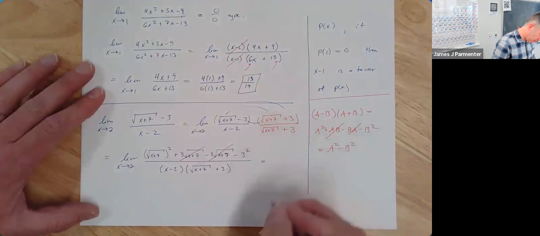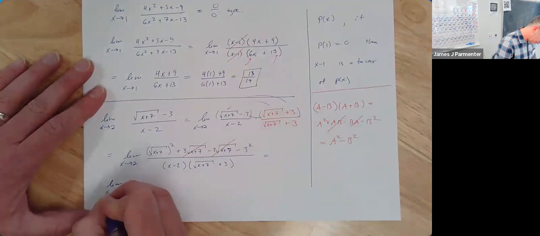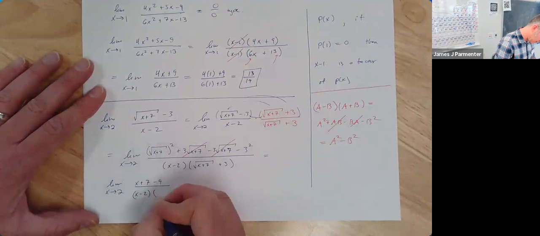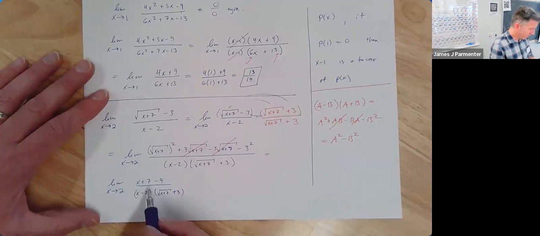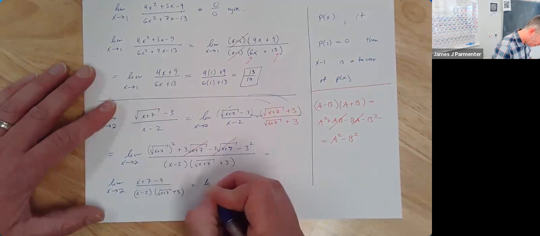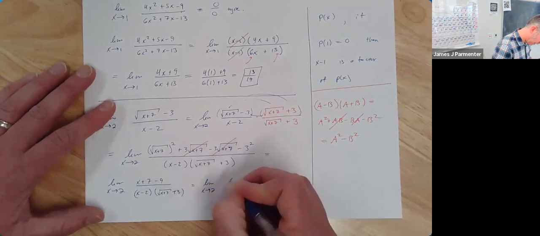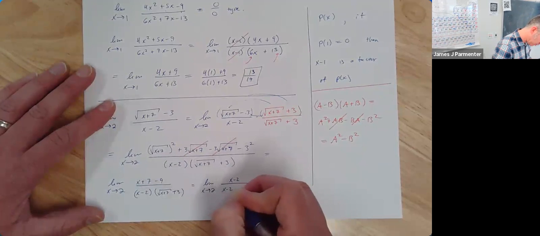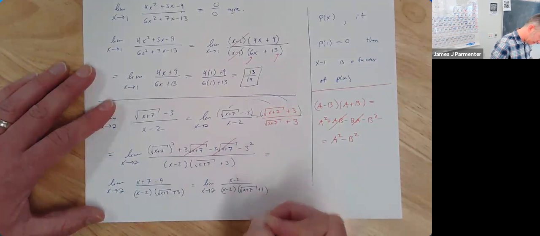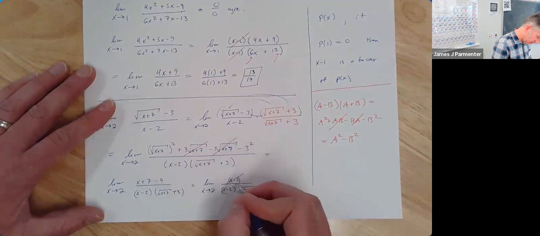So then if we simplify a little bit, we have the limit as x approaches 2 of x plus 7 minus 9 over x minus 2 times the square root of x plus 7 plus 3. Okay, x plus 7 minus 9 is x minus 2. Limit as x goes to 2 of x minus 2 over x minus 2 times the same thing one more time. There's a lot of writing when you take limits sometimes. And then we can cancel the x minus 2's.